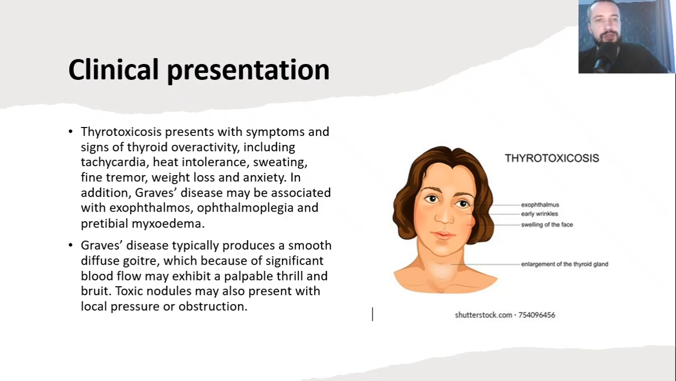Thyrotoxicosis presents with symptoms and signs of thyroid overactivity, including tachycardia, heat intolerance, sweating, fine tremor, weight loss, and anxiety. In addition, Graves' disease may be associated with exophthalmos, ophthalmoplegia, and pretibial myxedema. Graves' disease typically produces a smooth diffuse goiter, which because of significant blood flow may exhibit a palpable thrill and bruit. Toxic nodules may also present with local pressure or obstruction.